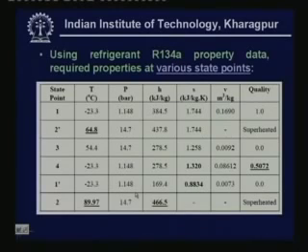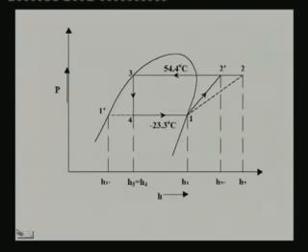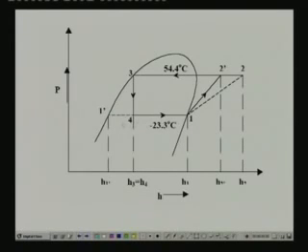So now using refrigerant property data, let us find out the required properties at various state points. Let me quickly explain how to find out the properties. What is it that we know, and how do you find the rest of the properties? All that we know is, the evaporator temperature TE is -23.3 degrees centigrade, this is given to us, and the condensing temperature TC is 54.4 degrees, this is also given to us. And we also know that the exit of the evaporator, that is point 1, is saturated vapor, and exit of the condenser, point 3, is saturated liquid.